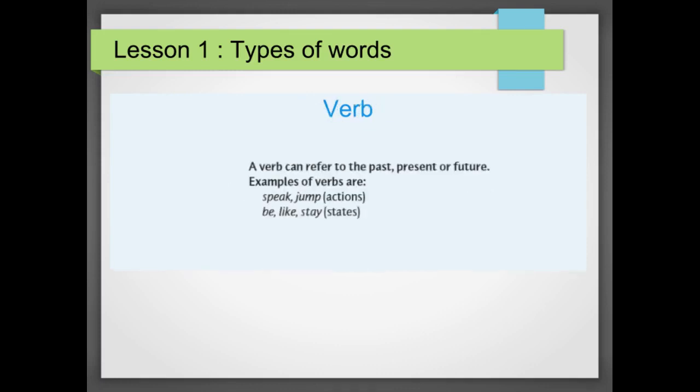A verb. A verb can refer to the past, present or future actions or states. Examples of verbs are speak, jump, actions, be, like, states.